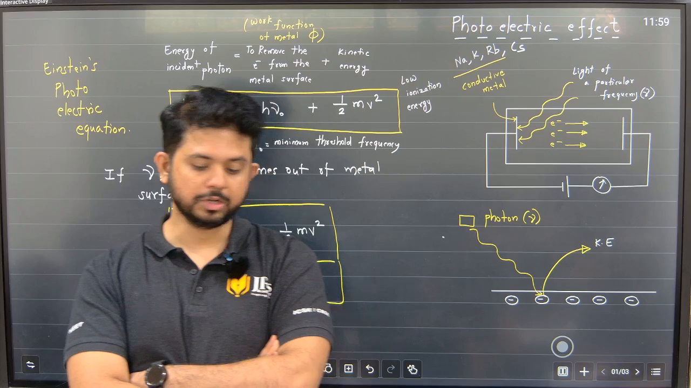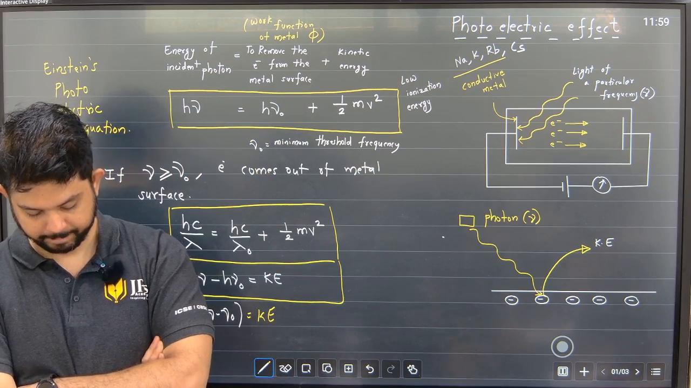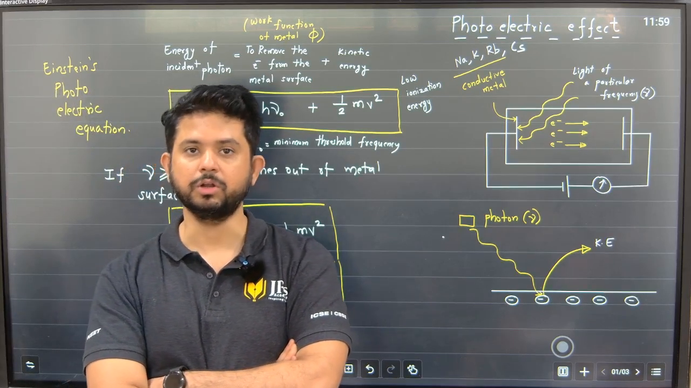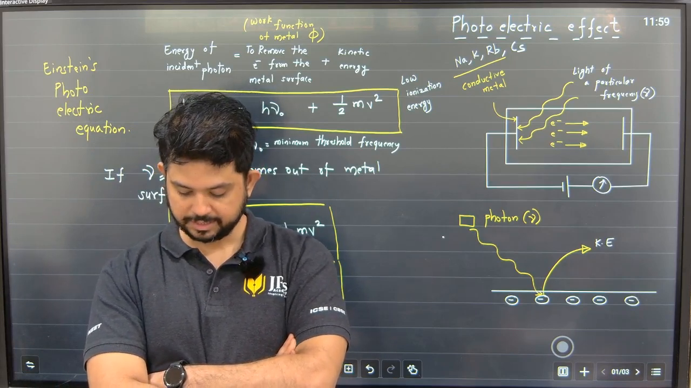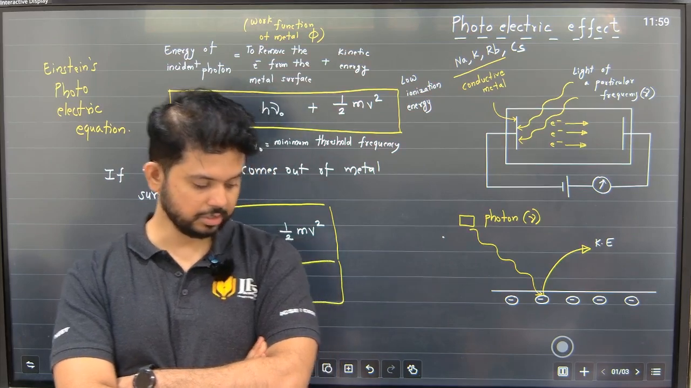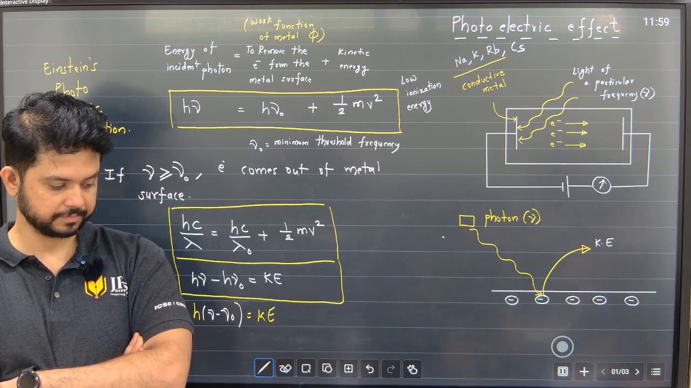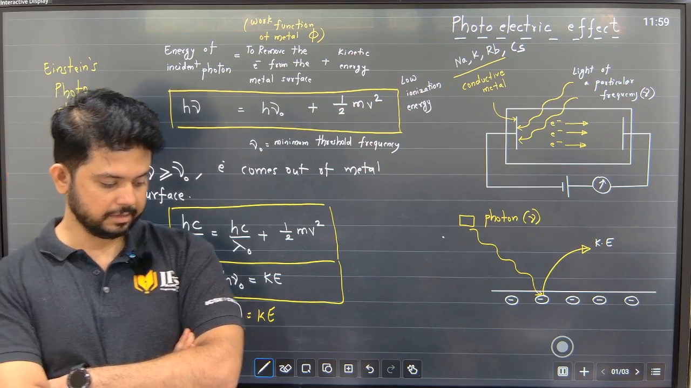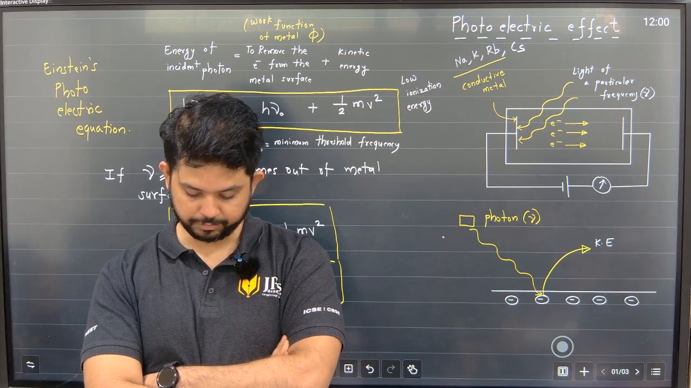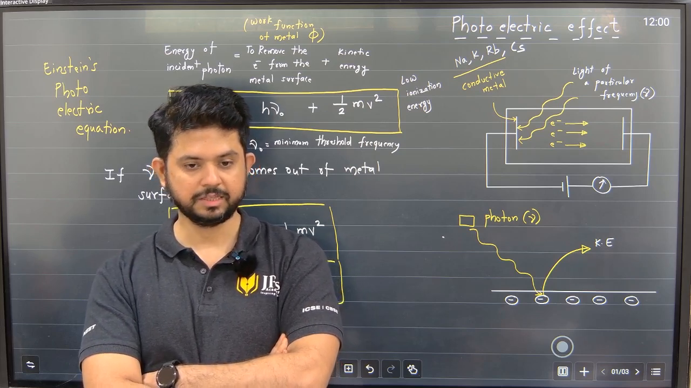The photoelectric current, or the number of electrons coming out of the metal surface, depends on the intensity of the incident light and is independent of the frequency.